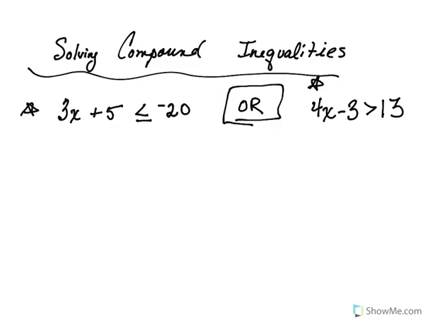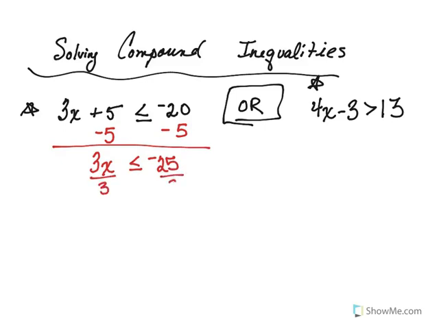So we're going to start over here with 3x plus 5 is less than or equal to negative 20. I'm going to solve it like I would any other equation. I'm going to subtract 5. I end up with 3x is less than or equal to negative 25. Now I'm going to divide by 3, and x is less than or equal to negative 25 thirds. Can't simplify it anymore. Or we know that to be negative 8 1/3.